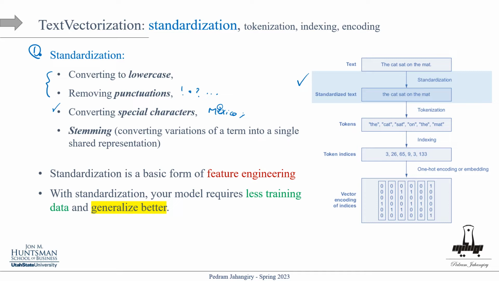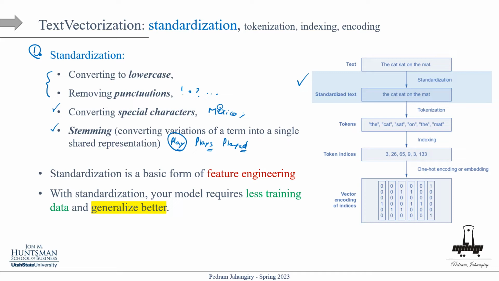And the next one, which is also important, is called stemming. Basically, we want to go back to stems, to roots. The idea is to convert variations of a term into a single shared representation. For example, we have the word play, and in the text, we can have different versions of play. We can have play, plays, played, things like that. These are all different variations of the same word. So we're going to replace all of them and use one word, and the word is play. So that's the stemming part.